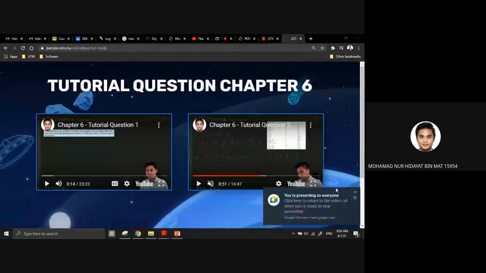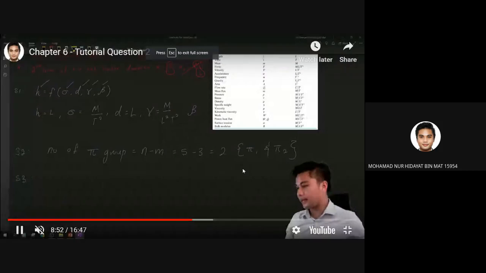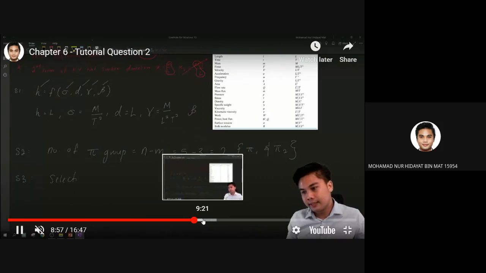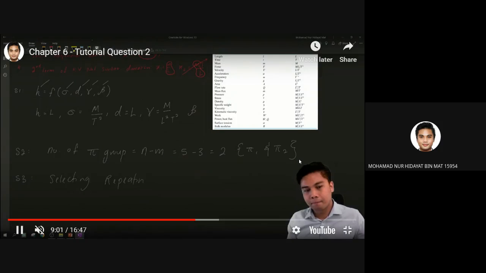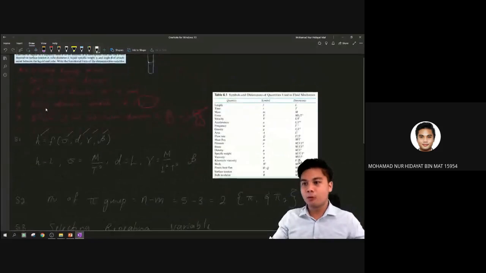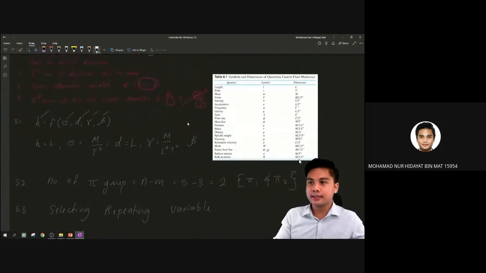Okay, so let's proceed. Step number 3. This is very critical. Step number 3 is selecting the repeating variable. Why do we call it a repeating variable? Because that variable will repeat itself in every pi term. Pi 1 and pi 2 will have the same repeating variable, right?